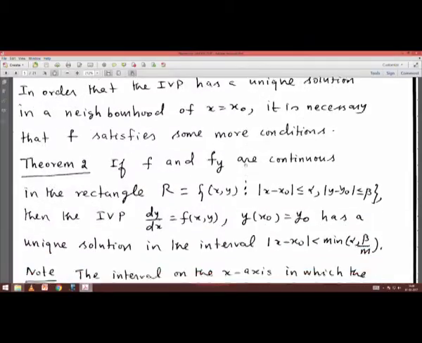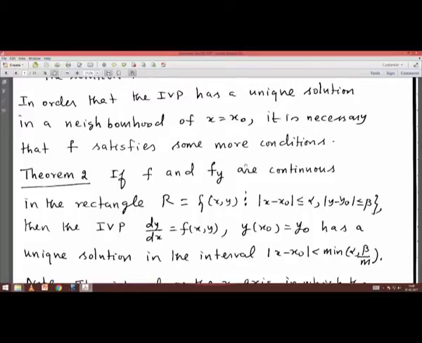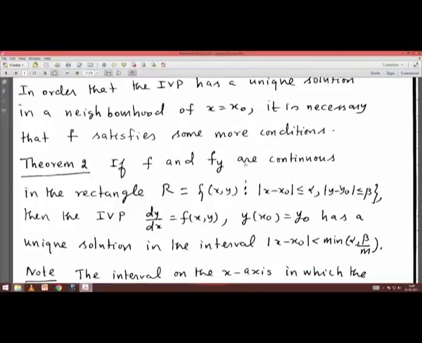So, in order that this initial value problem has a unique solution in a neighborhood of x equal to x naught, it is necessary that f satisfies some more conditions. So, that is given by the next theorem. So, let us look into those conditions.